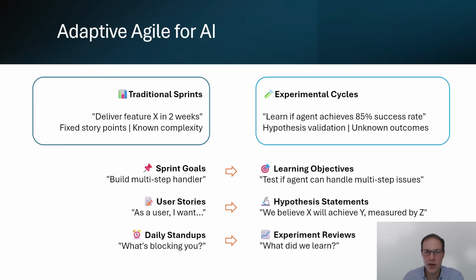Each cycle then includes experiments, success metrics, and decision points. Are you going to continue to the next feature? Are you going to pivot to a different technique? Or are you going to abandon that feature or change it in other ways? User stories become hypothesis statements with clear testing criteria and fallback plans.